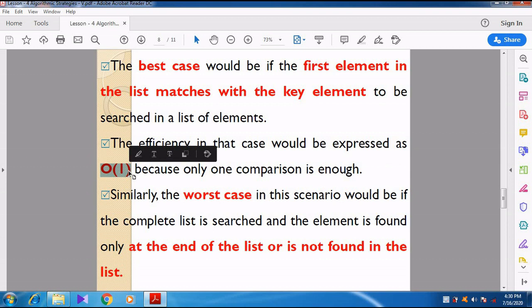Why are we saying it as O of 1? We find the search element at the very first position. That is, the search key element is found in the first attempt. So that's why we call it O of 1.